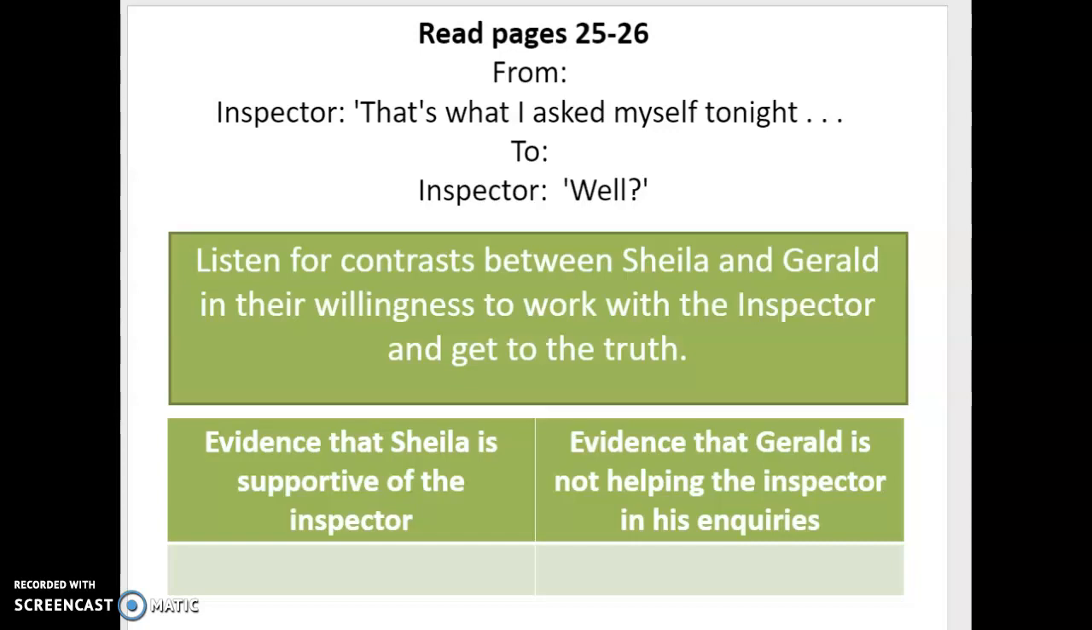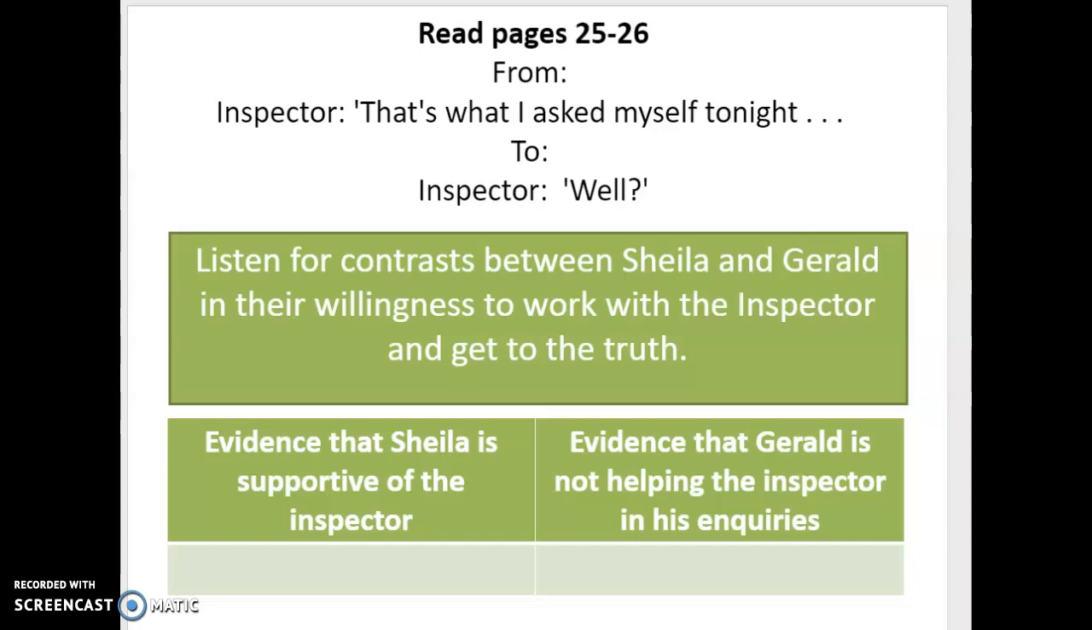Hopefully you managed to get some ideas down there. I'll just share with you some of the things that I looked at and focused on here. With Sheila, we have her almost taking on the inspector's role, in a sense of sharing his role, and she now begins to interrogate Gerald. She is wanting to get the information out of him. She says on page 25 at the bottom, "Well, Gerald," and we've got Gerald really not willing to talk.